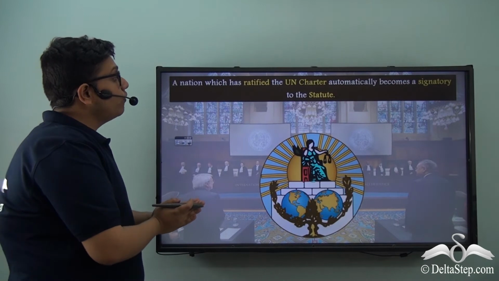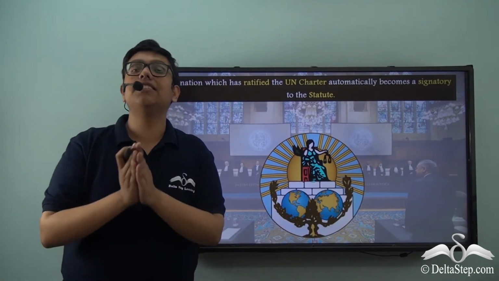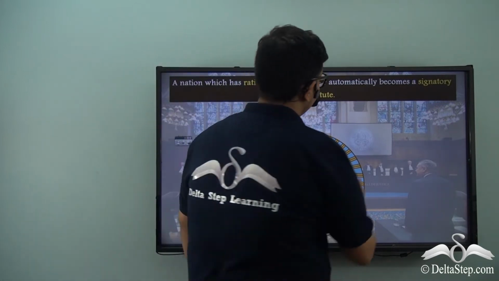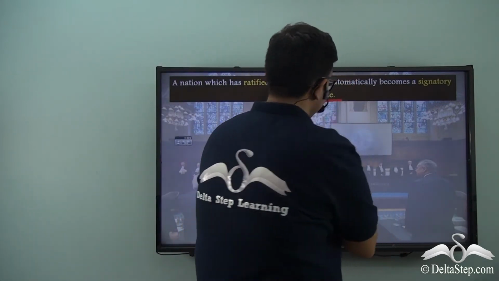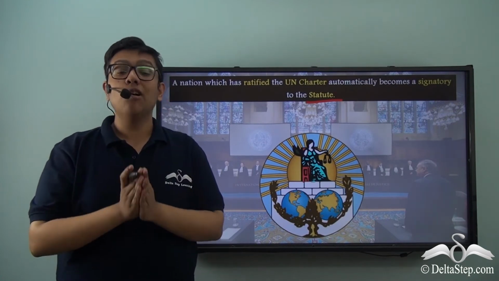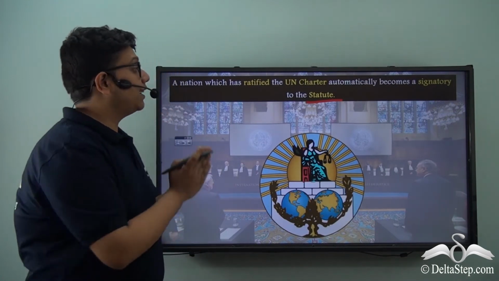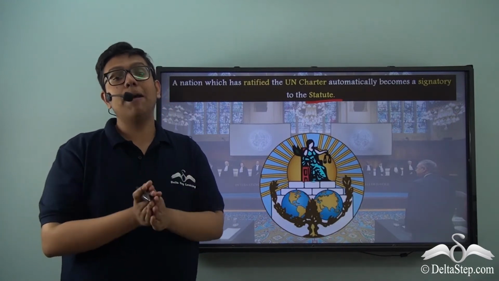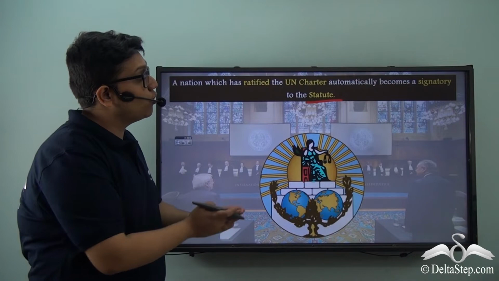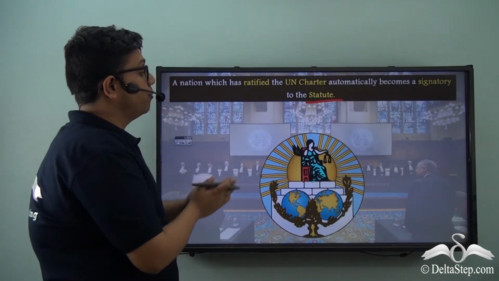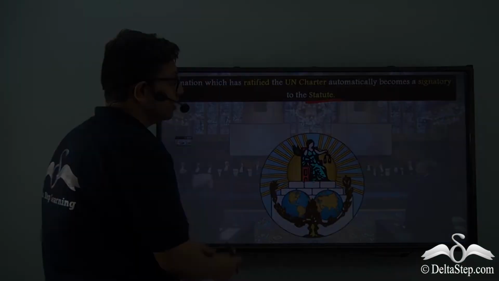Now, any nation which has ratified the UN Charter also automatically becomes a signatory to the Statute of the International Court of Justice. Therefore, all the 193 members of the United Nations who ratified the UN Charter automatically also became a member to the signing of the Statute of the International Court of Justice, thus automatically making them a member of the International Court of Justice.